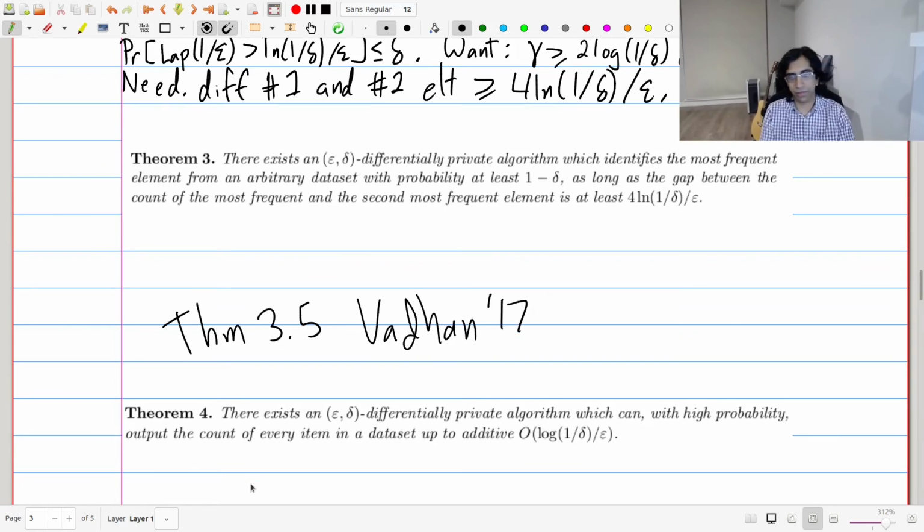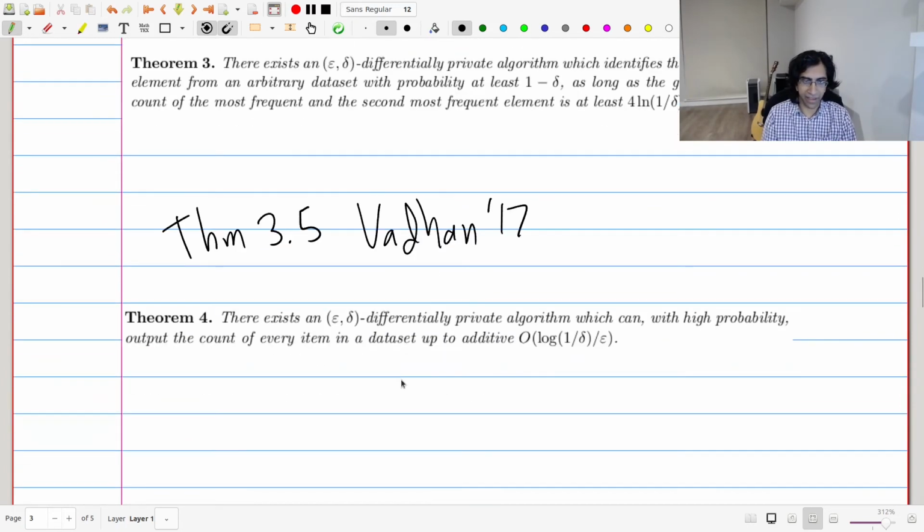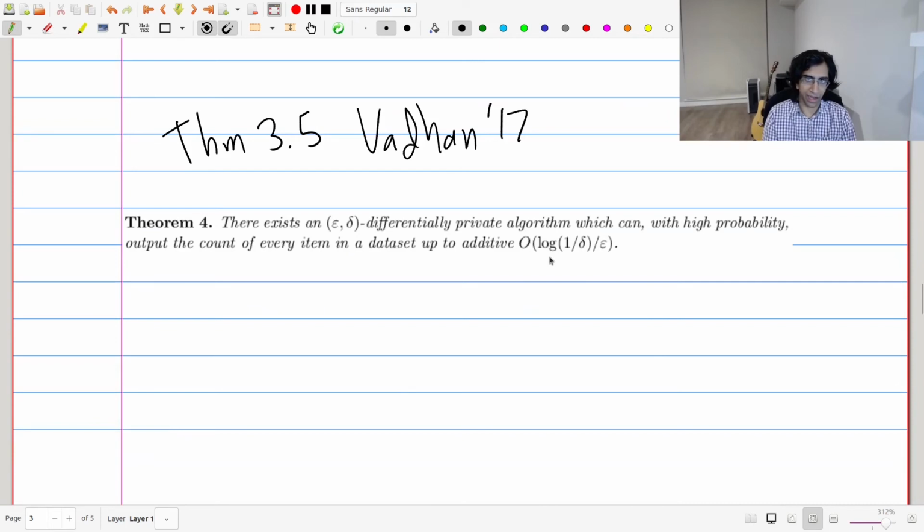And it gives a theorem of the following form. It says that there exists a differentially private algorithm which can, with high probability, output the count of every item in a data set up to an additive log 1 over delta over epsilon. So again, it can have an infinitely large domain, but still approximate up to this quantity.